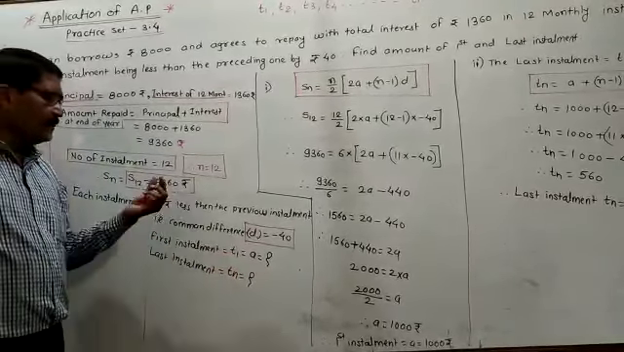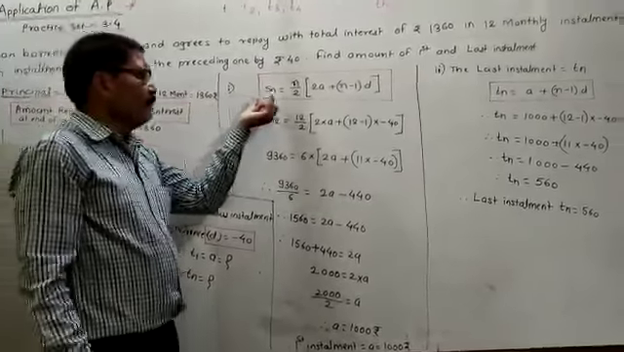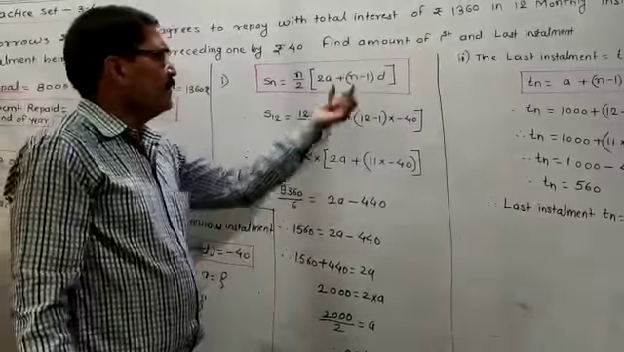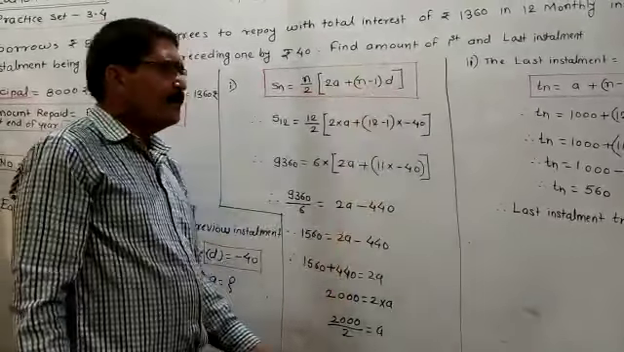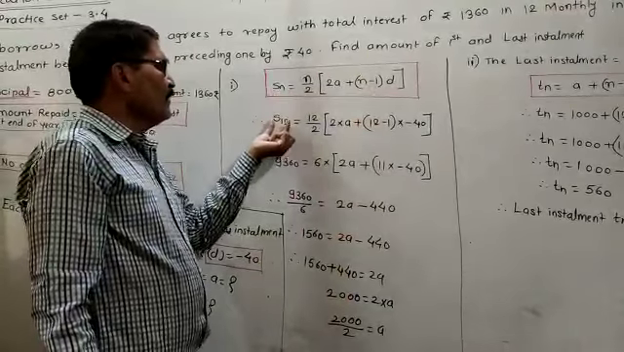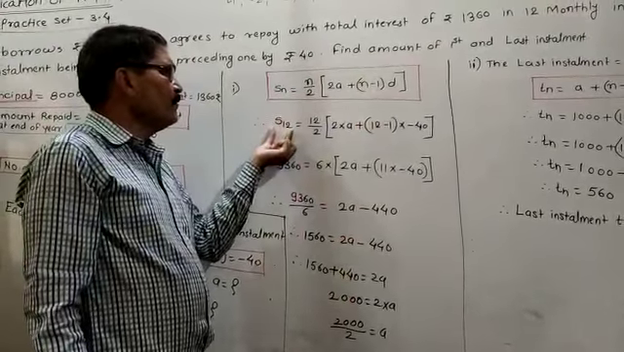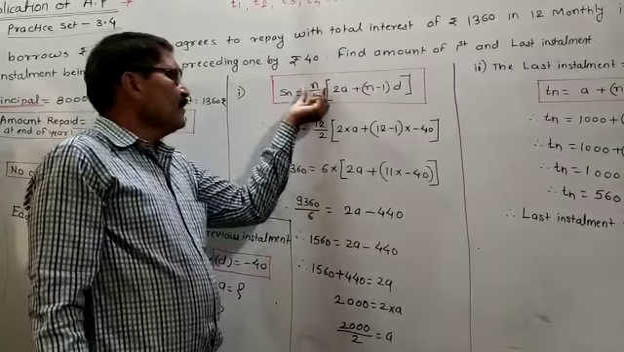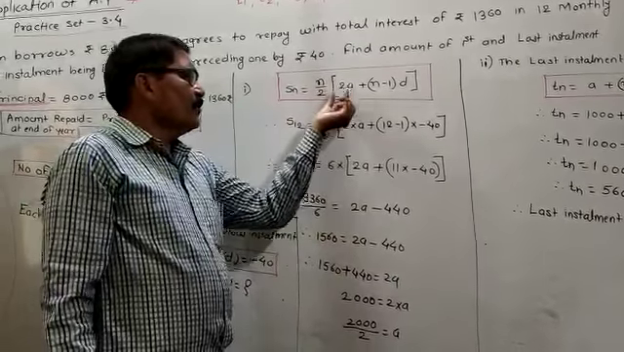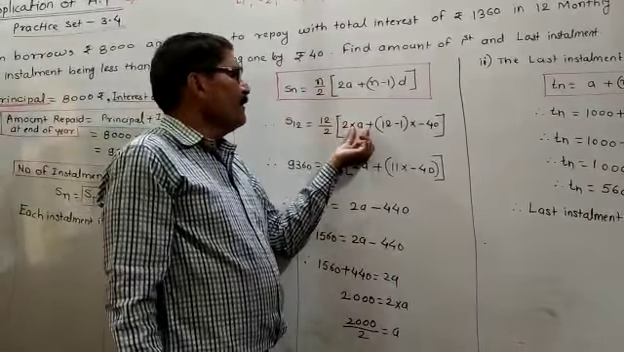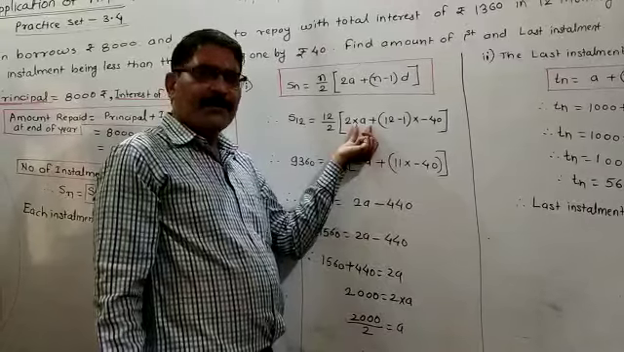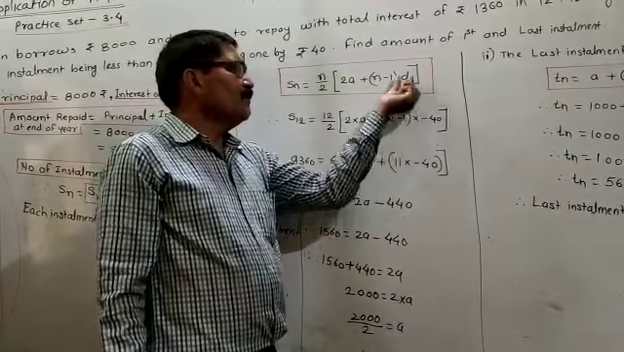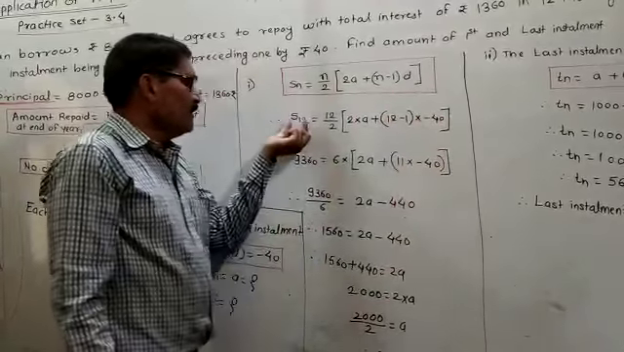For finding the A, you have to first use the formula Sn is equal to n upon 2, 2A plus n minus 1 into D. Then we know n is equal to 12. So you have to put the value of n is equal to 12 and D is equal to minus 40 here. So S12 is equal to 12 upon 2, in bracket 2 multiplied by the value of A, the first installment you have to find out, as it is, you have to keep n minus 1, means 12 minus 1, into the value of D, which is minus 40.